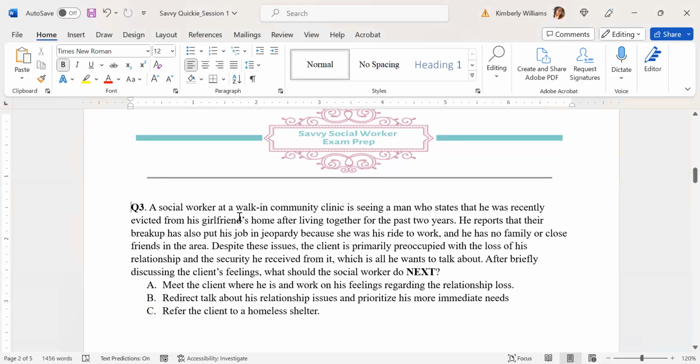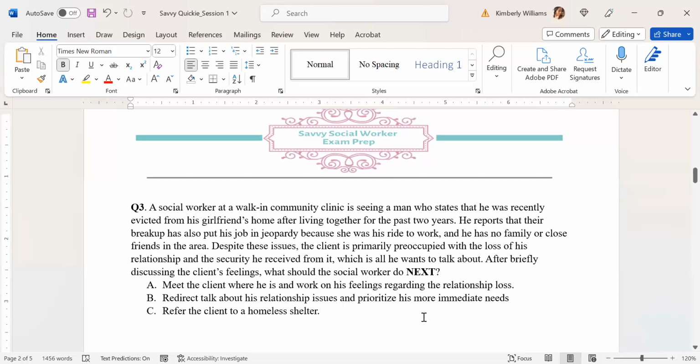A social worker at a walk-in clinic is seeing a man who states that he was recently evicted from his girlfriend's home after living together for the past 2 years. He reports that their breakup has also put his job in jeopardy because she was his ride to work, and he has no family or close friends in the area. Despite these issues, the client is primarily preoccupied with the loss of his relationship and the security he received from it, which is all he wants to talk about. After briefly discussing the client's feelings, what should the social worker do next?